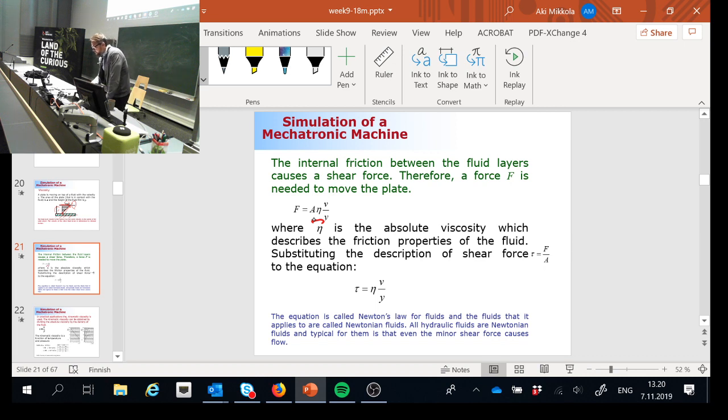Now, if we use the definition of shear force, and this comes from strength of materials, without any further thinking, we know that you can get the shear stress by dividing the force with the corresponding cross-section area. Using that definition, I can tell that the shear stress is actually this absolute viscosity multiplied by velocity divided by the thickness of the fluid layer. That's pretty much what I need. And all the fluids that are used in hydraulics behave according to this equation.